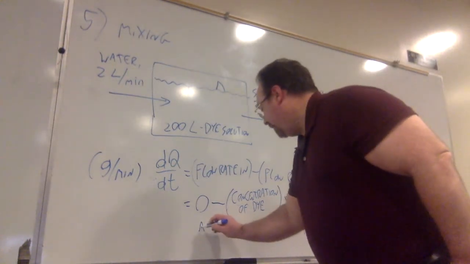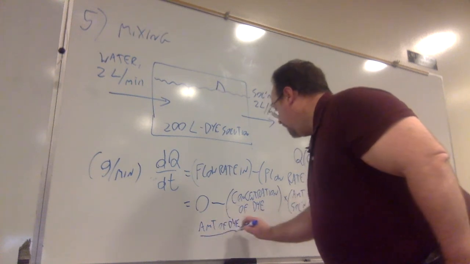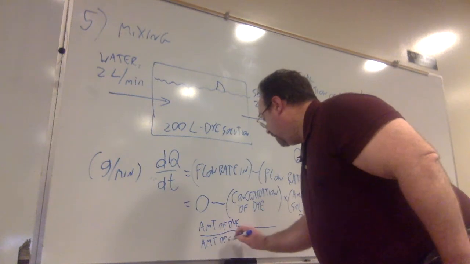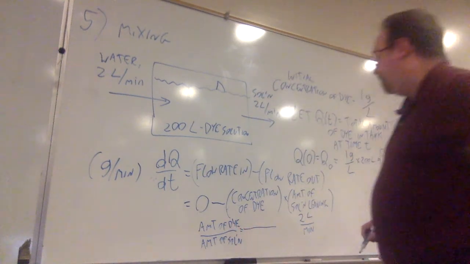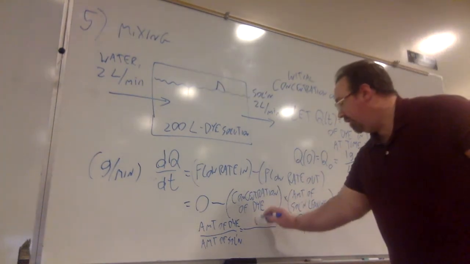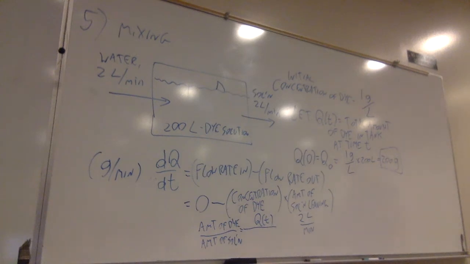Actually, I'll write down both of these things. Amount of dye divided by amount of solution. So the amount of dye would be Q of t. It's changing over time, and we're taking that into account. Over the total amount of solution, which is what? 200.